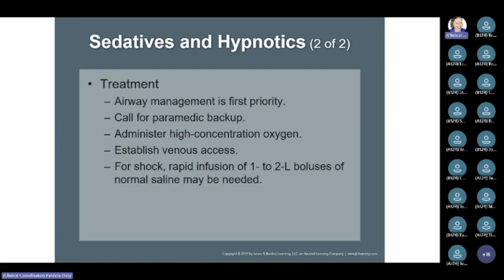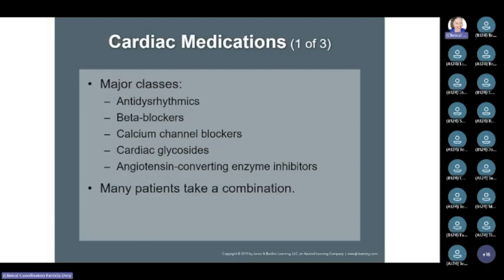But when you have somebody that is taking this to get high, we're worried about our airway management because it depresses the respiratory system. It's a CNS depressant, period. Go ahead and get your paramedic backup, establish that IV. Of course, we're going to do oxygen first and treat for shock with a rapid infusion of 1 to 2 boluses of normal saline as necessary. Make sure you get an EKG too, because, guys, these people can fluctuate very quickly.